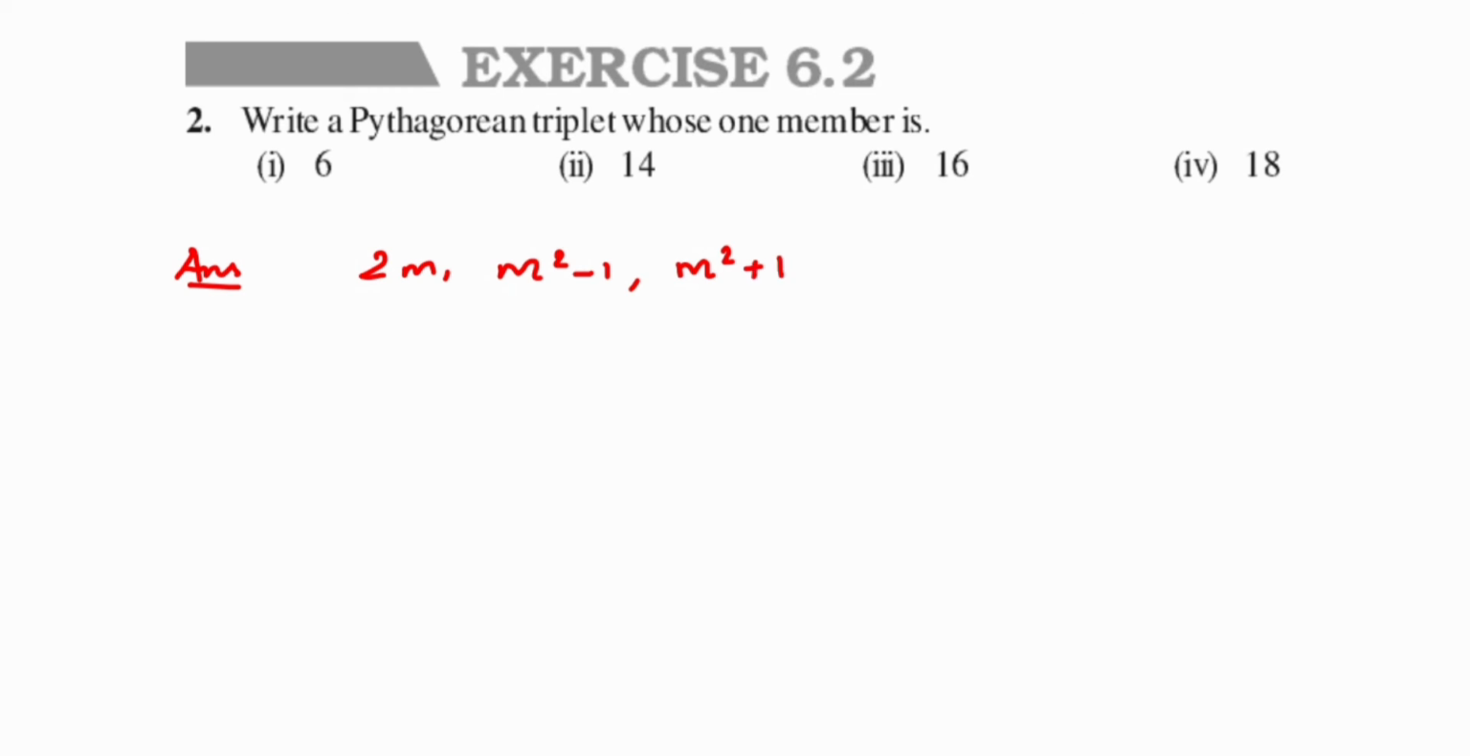Now the first number is 6, right? So this 6 can be anything. It can be 2m, m square minus 1, or m square plus 1. We have understood that 2m, m square minus 1, m square plus 1 are the Pythagorean triplets. So the one number can be anything. Since it is an even number, I better go with 2m. We can try with m square minus 1 and m square plus 1 also.